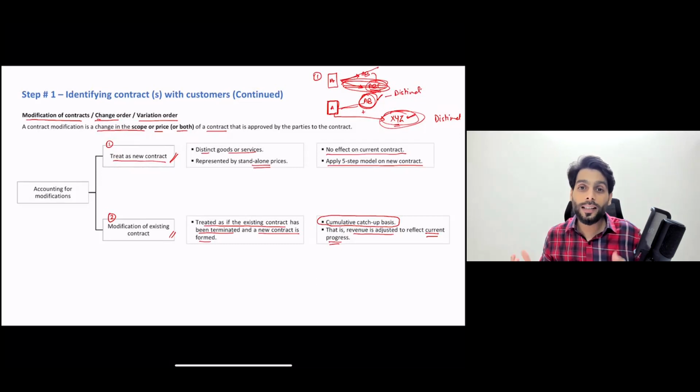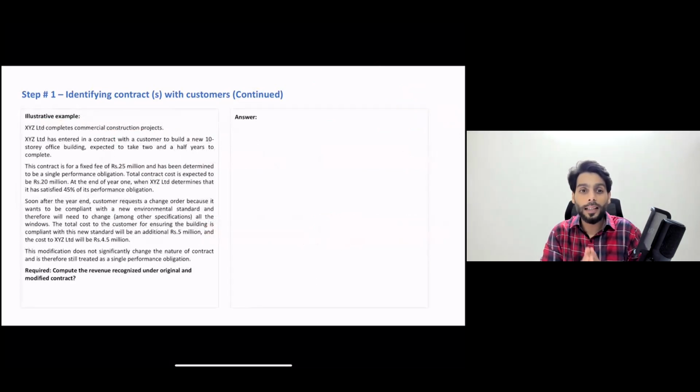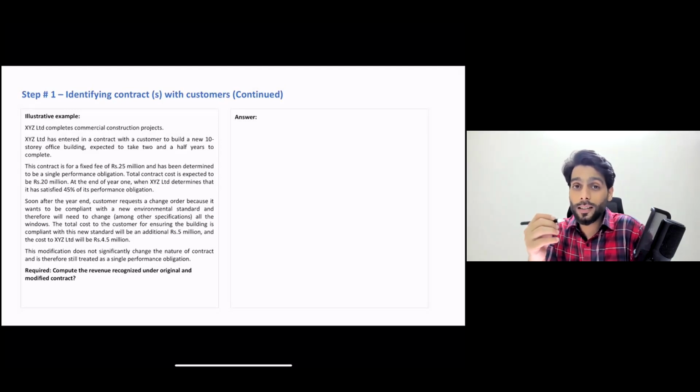For everything, there is an example. Let's see a good example, and through this, I'll help you in understanding how cumulative catch-up basis actually works. And I'll try my level best to make it as easy as possible for you guys. So just listen. This is an illustrative example. We have to work this out. We have to illustrate what happens.